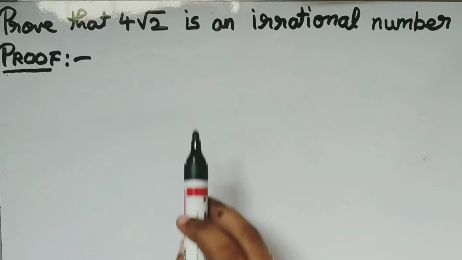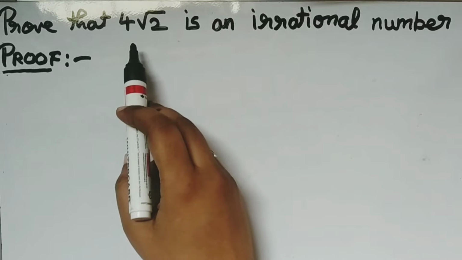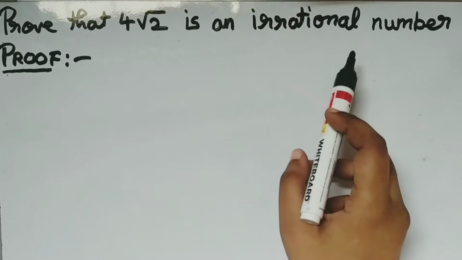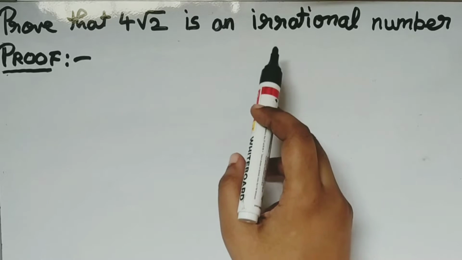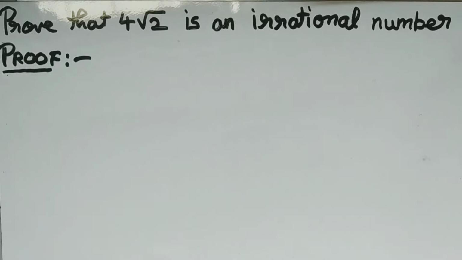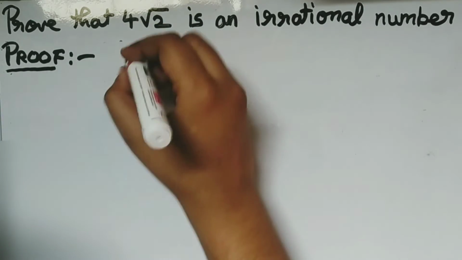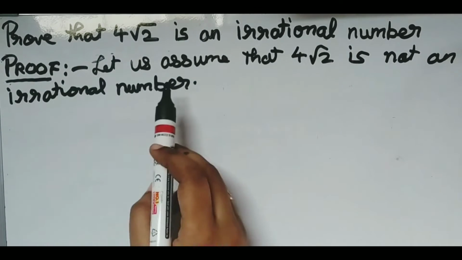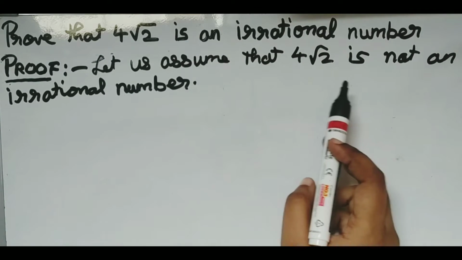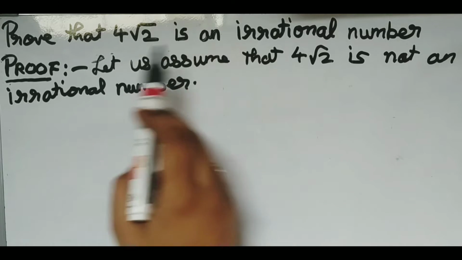So in the first step, we will assume the opposite. Here, what we have to prove is that 4 root 2 is an irrational number. Now the opposite of this statement will be 4 root 2 is not an irrational number. So we will assume that. The first step is, let us assume that 4 root 2 is not an irrational number. So we will assume the opposite.